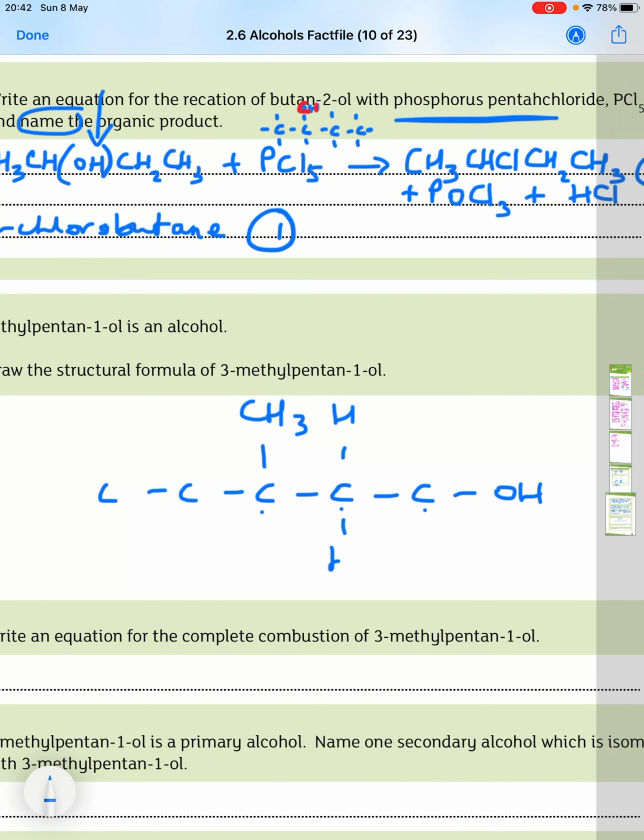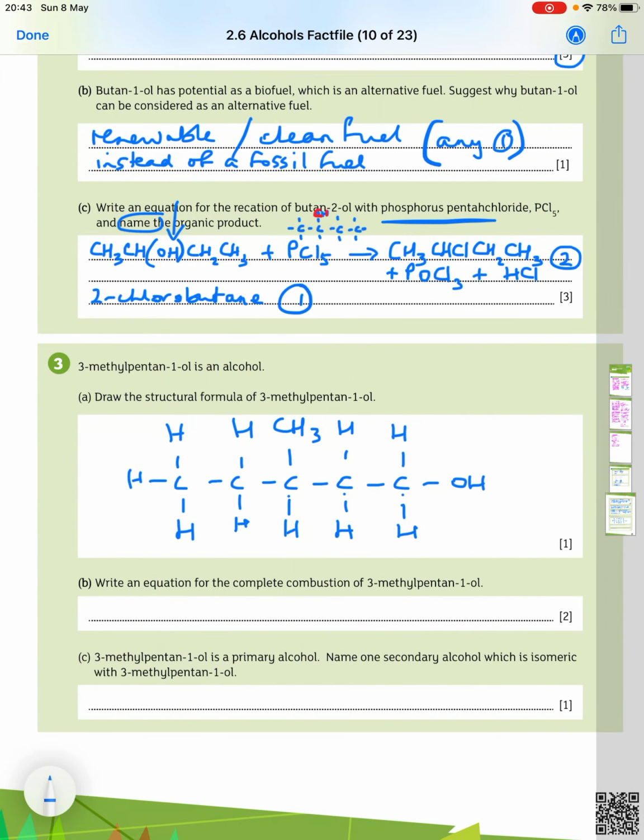And then when you're drawing it out like this, make sure you do always draw all of the hydrogens on. Quite often if I'm just roughing it out, I will leave the hydrogens out because I know where they go. But in an exam question, you must include them all. So just 1 mark for being able to draw that.